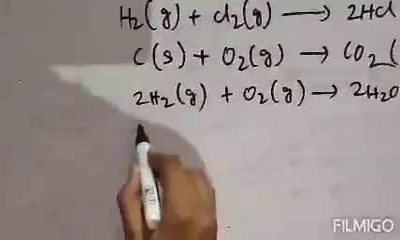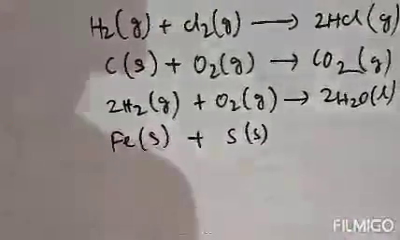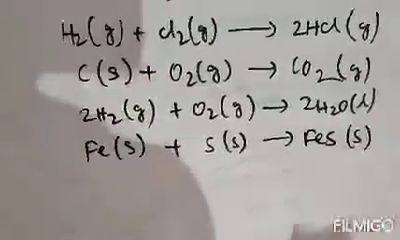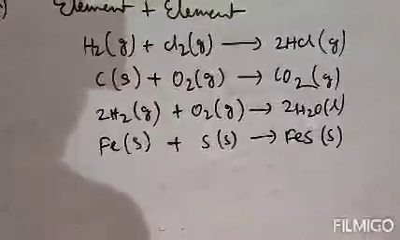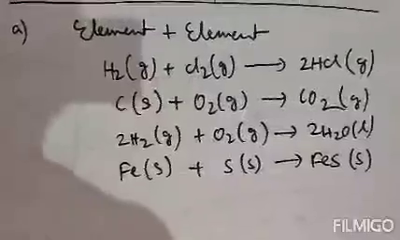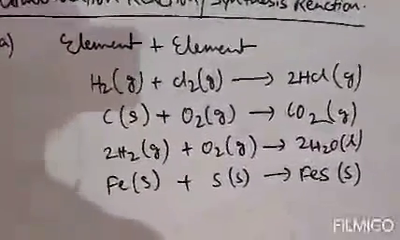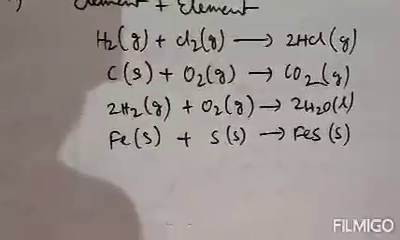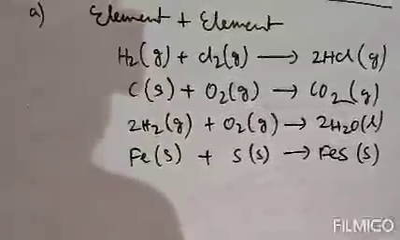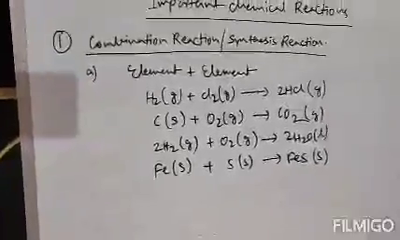Clear? Suppose here is Fe, it is solid, plus sulfur. This is also a solid. The product is iron sulfide, that is FeS. So here Fe, iron, and S, that is sulfur, combine to form a single product. Both these elements combine to form a single product, that gives iron sulfide. Clear? So these are the categories under element plus element, that is, element combines with another element. So this is the first category under combination reaction.